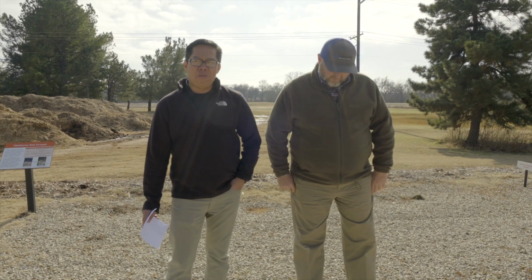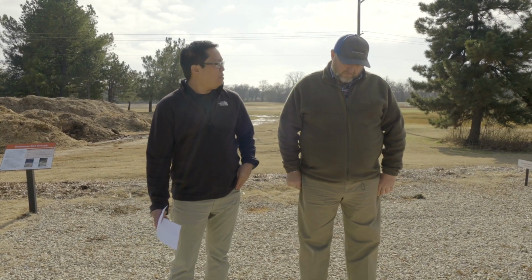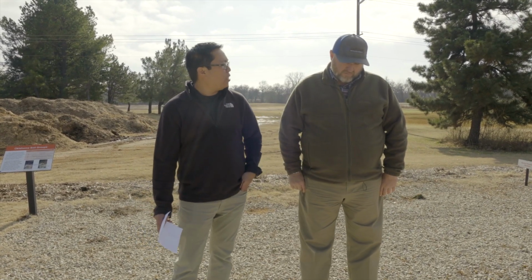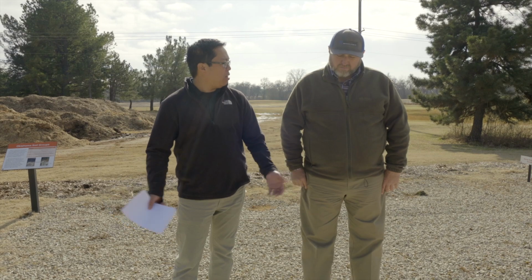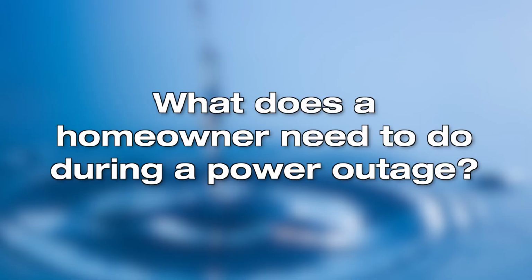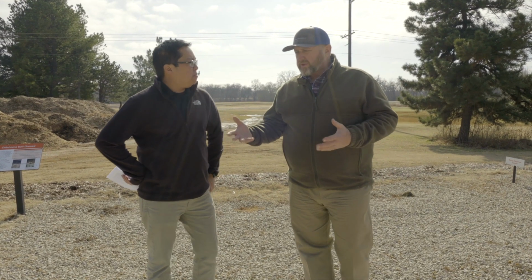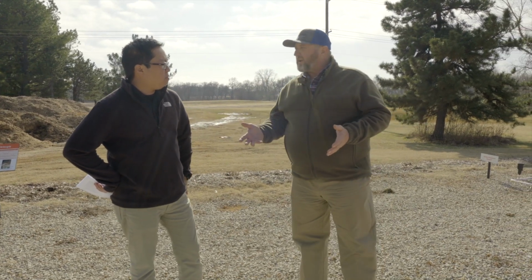In Oklahoma, we know that we have severe weather, not all the time, but spring and summer. And during those times, we have power interruptions, and these things basically run on electricity. So if we have a power interruption, what are your suggestions? What does a homeowner need to do? Well, because most of these are in rural applications, they do lose electricity.